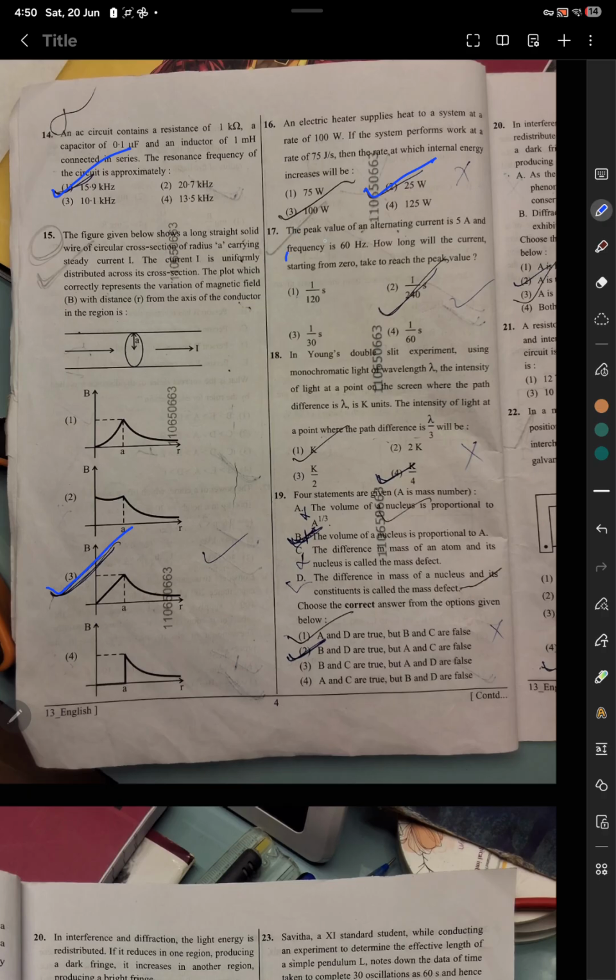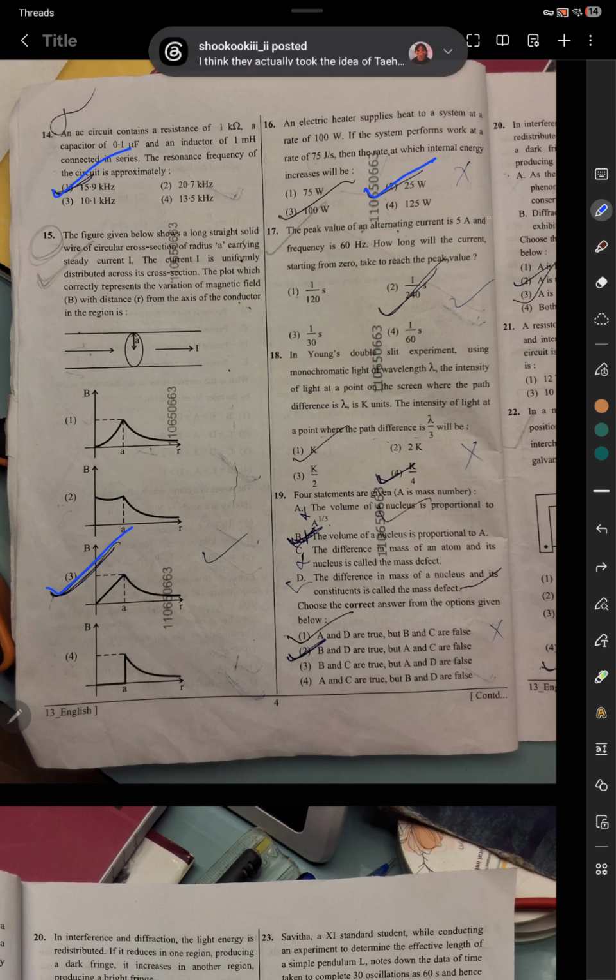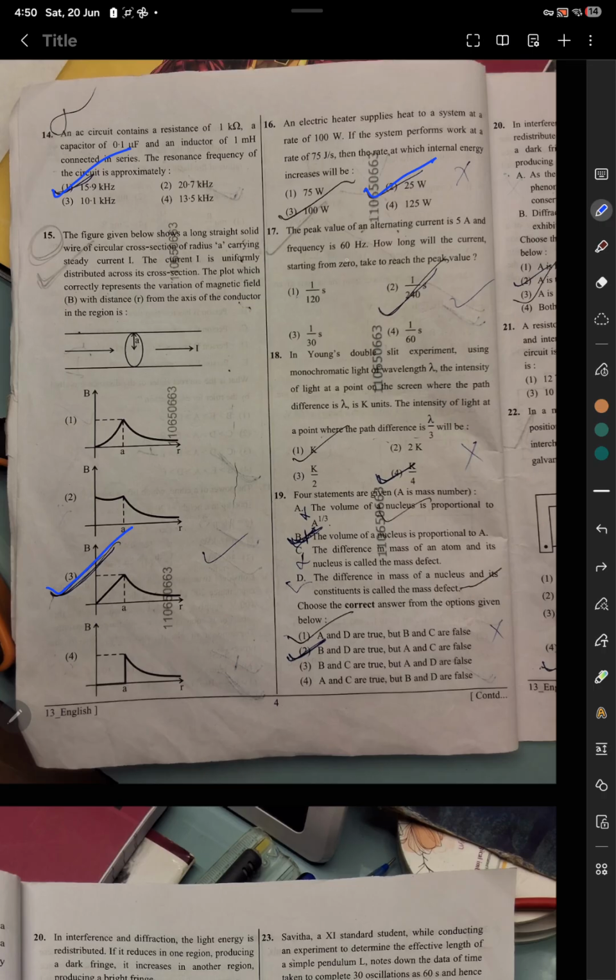Question 17, the peak value of an alternating current is 5 ampere and frequency is 60 hertz. How long will the current starting from 0 take to reach the peak value? Option number 2, 1 by 240 second is your correct answer.